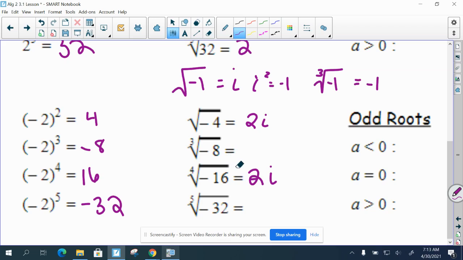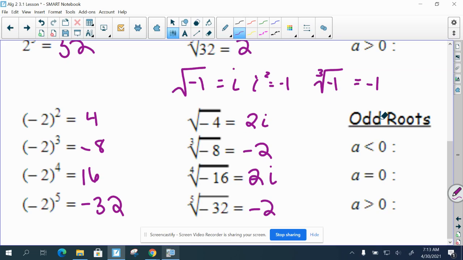Okay, for these ones, you'll have the cube root of -1 will come out as -1, and so you'll have just -2. And then this will be also -2. Okay.